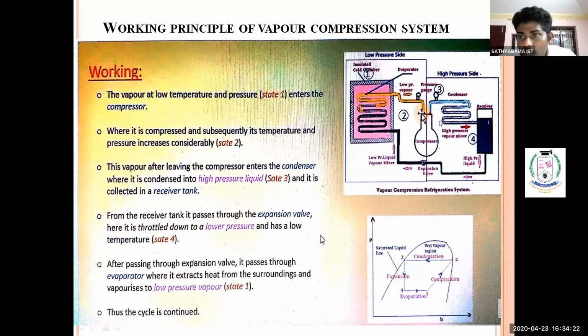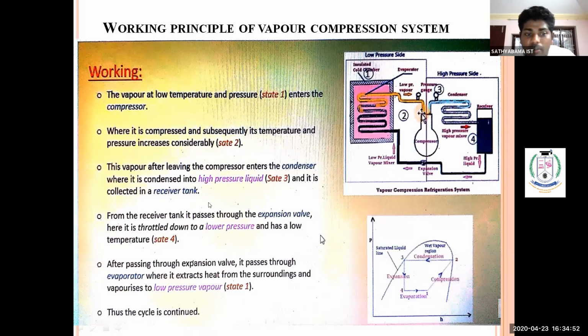What is the use of the compressor? It will compress the vapor, so the vapor becomes high pressure and high temperature. After leaving the compressor, the vapor enters the condenser, where it is condensed into high pressure liquid. In the condenser, the vapor is converted to high pressure liquid, and it is collected in the receiver tank. So the receiver tank contains high pressure liquid.